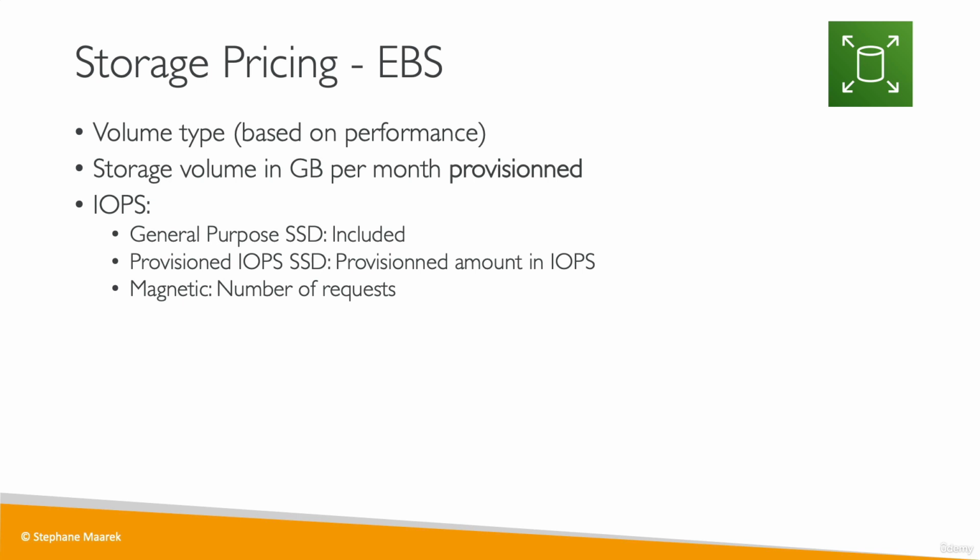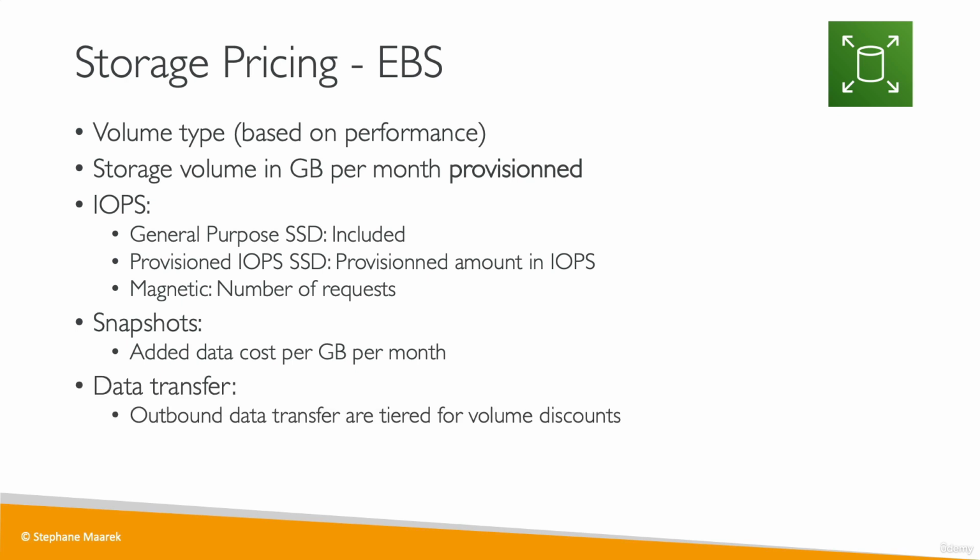Then you're going to pay for your EBS snapshots. The more snapshots you get, the more you pay. So you're going to get a data cost per gigabyte of snapshot per month. And then data transfer. Any data transfer out of EBS is going to be paid and is going to be tiered for volume discount. But anything you write into EBS inbound is going to be free.